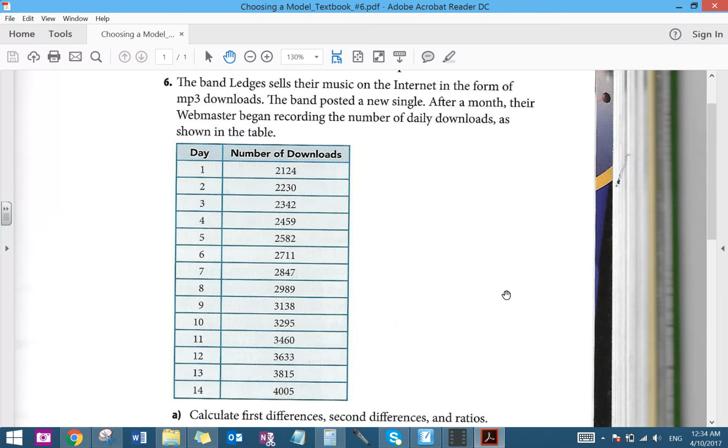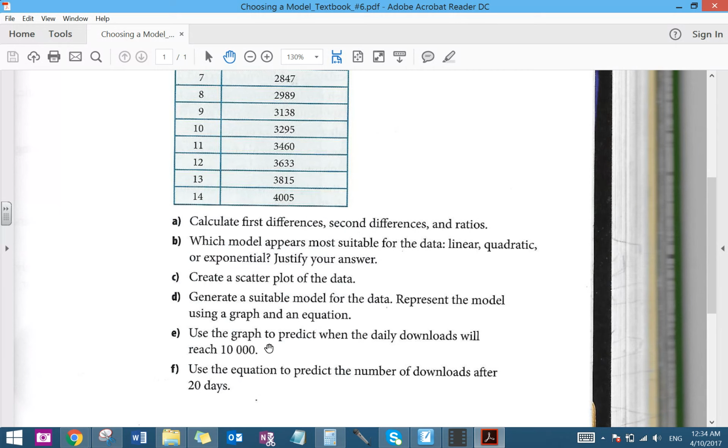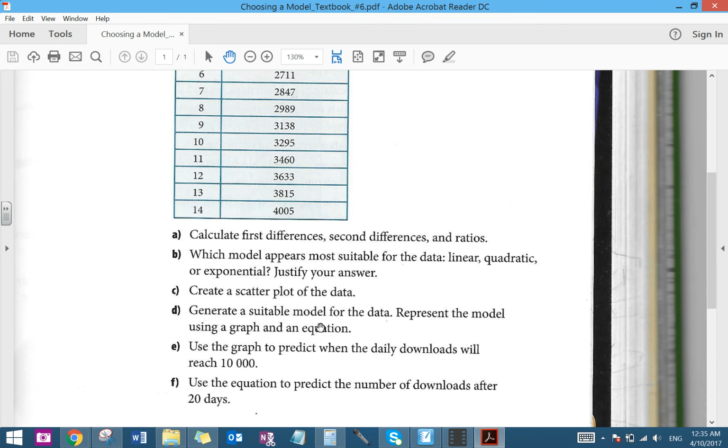So scrolling up through the problem, you'll see here at the bottom, it says use the graph to predict when you'll reach 10,000 downloads, and then use the equation to predict the number of downloads after 20 days. So it's expected that you can do both, and you may not be prompted to do that. You might just be asked to find out, and you'll have to go through A through D in order to get to E, but that may not be explicitly written out.